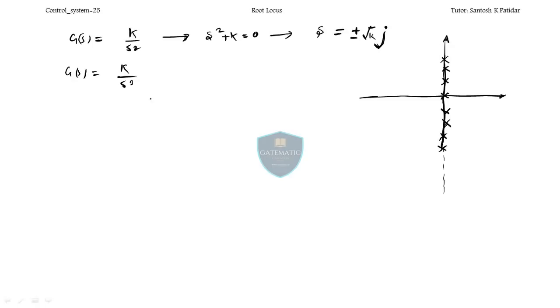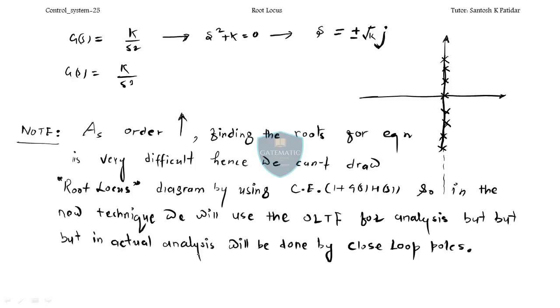But if the order increases, it's a very difficult task to draw this root locus path directly. The point to note is, if the order increases, suppose you have the equation s to the power 8 plus 3s square plus so on equal to 0. How will you find these roots? There are 8 roots. Can you do this? It's very difficult to find out. That's why please note this point first. As the order increases, finding the roots of the equation is very difficult. Hence, we cannot draw the root locus.